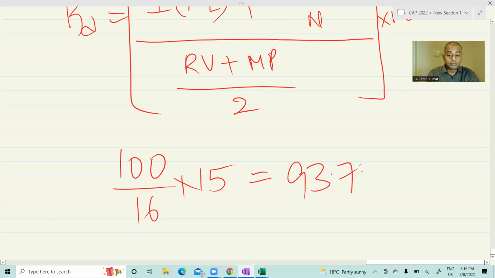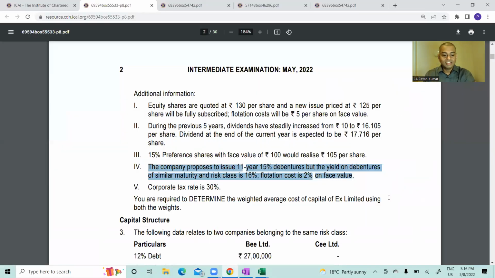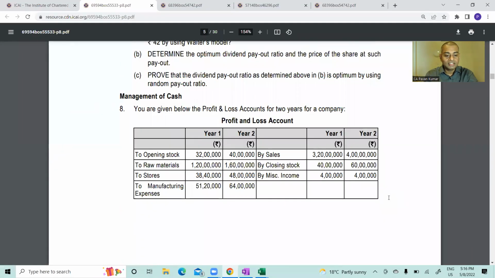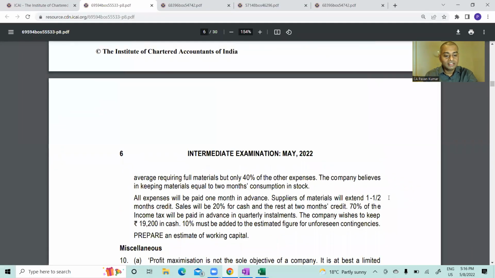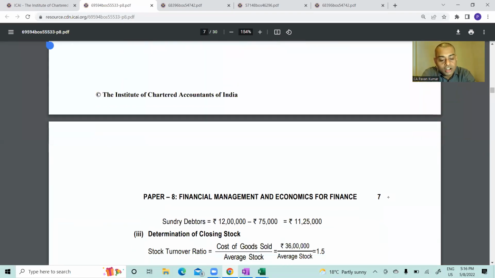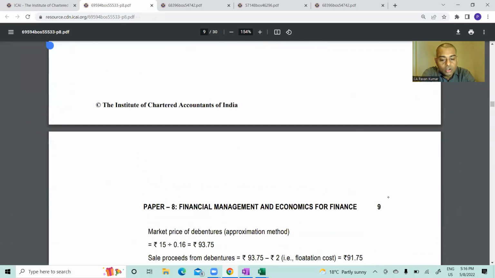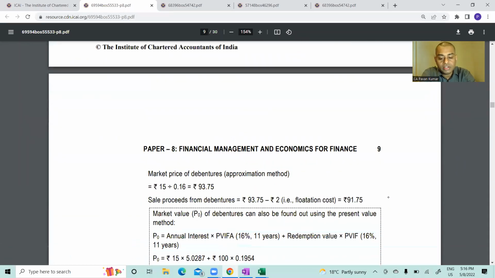Huh? But they got a different answer. So they are subtracting 2 rupees from there. What else they have done? This kind of points are enough for students to fall down and get a heart attack. So don't worry, we are dealing with a difficult question, so it happens.